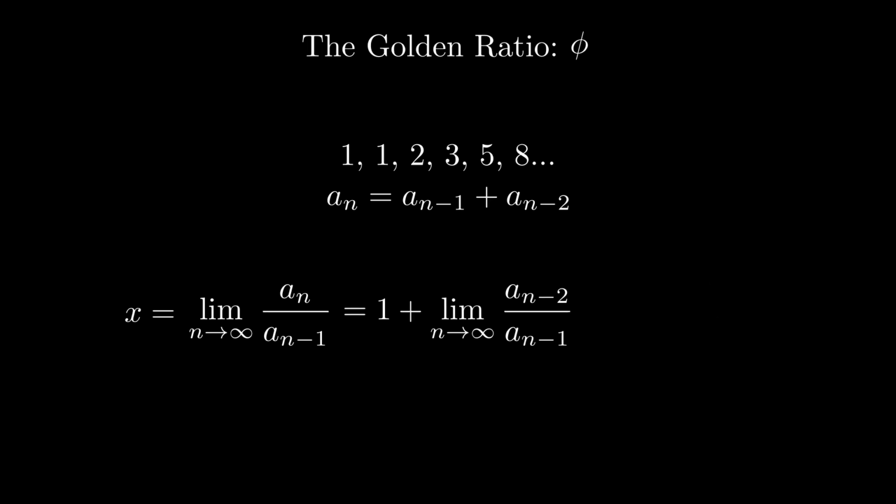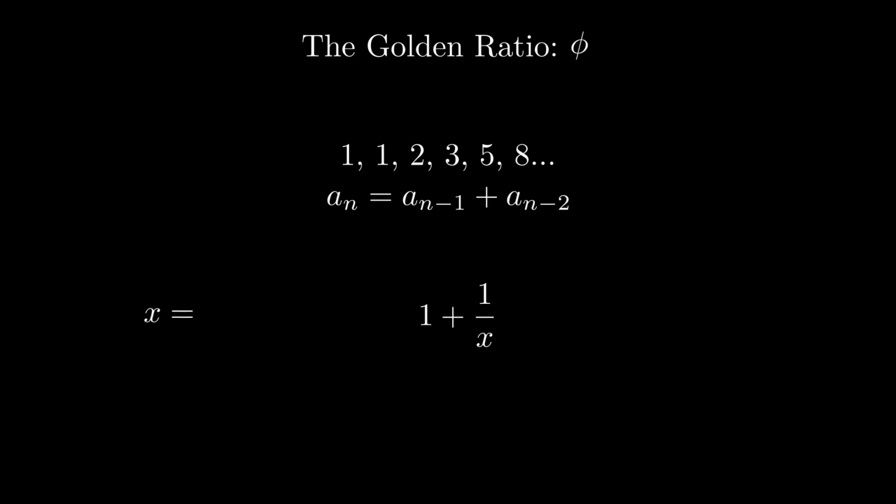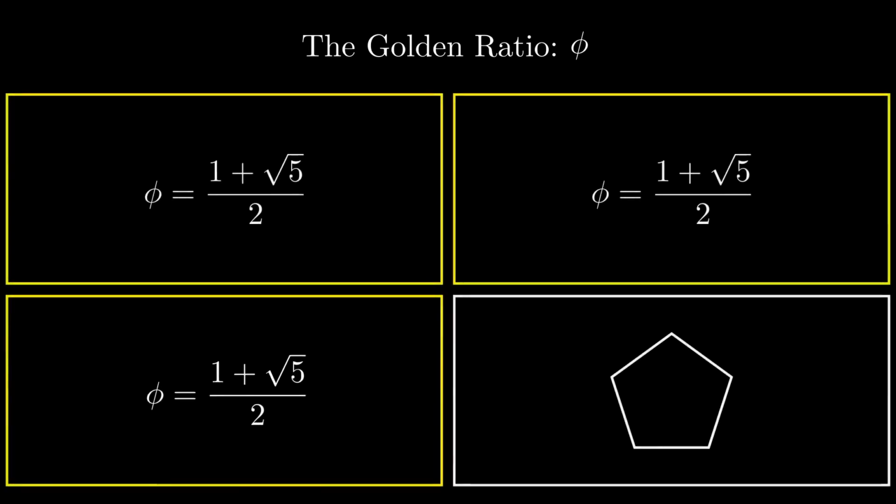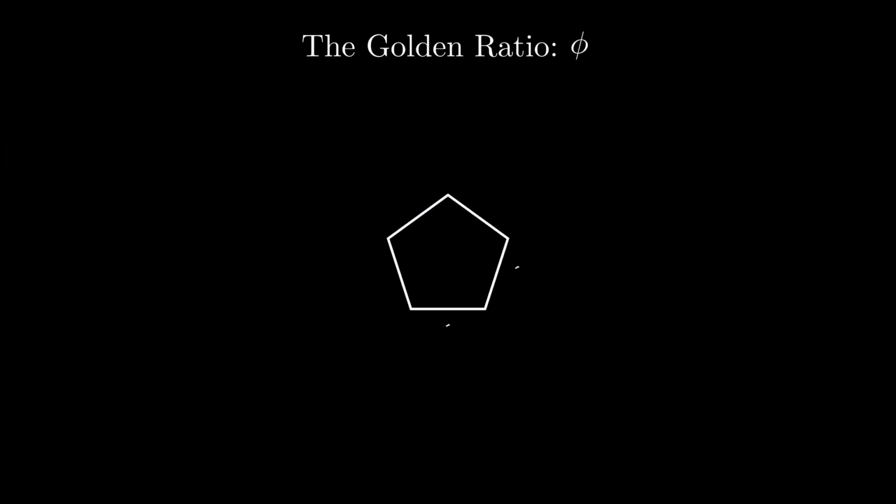Condensing everything together, we get x is equal to 1 plus 1 over x. Multiplying both sides by x, we get x squared is equal to x plus 1. And solving for the quadratic again, we get x is equal to 1 plus root 5 all over 2, which is phi. Phi can also be derived from the diagonal of a regular pentagon with side lengths 1.